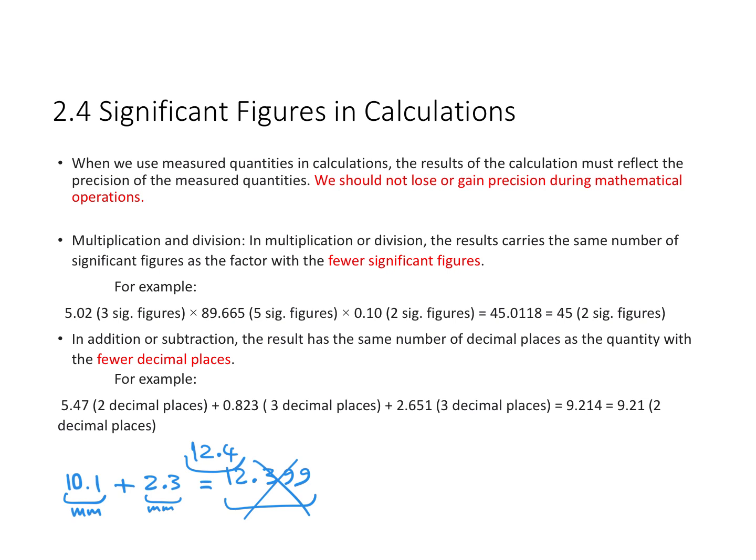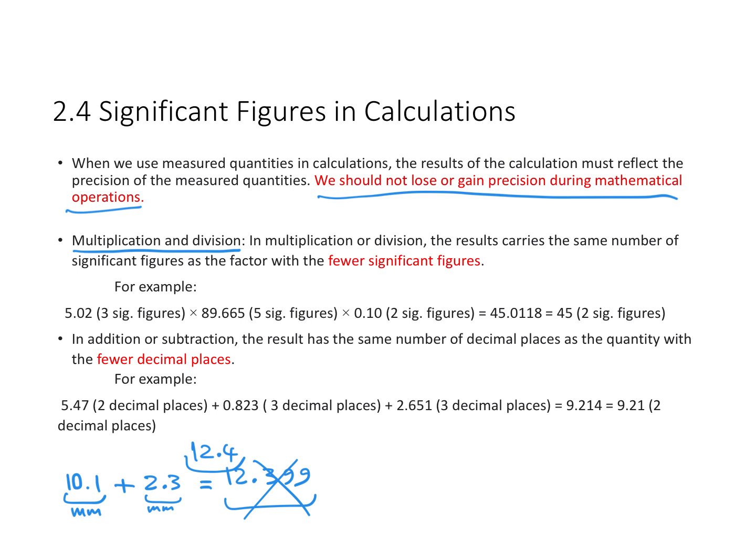And there are two rules. One is for multiplication and division. The other is for addition and subtraction. So first of all, we should not lose or gain precision during mathematical operations. For multiplication and division, you look at the significant figures and count them in the numbers. Your answer should have the same number of significant digits as the number with the fewest significant digits.